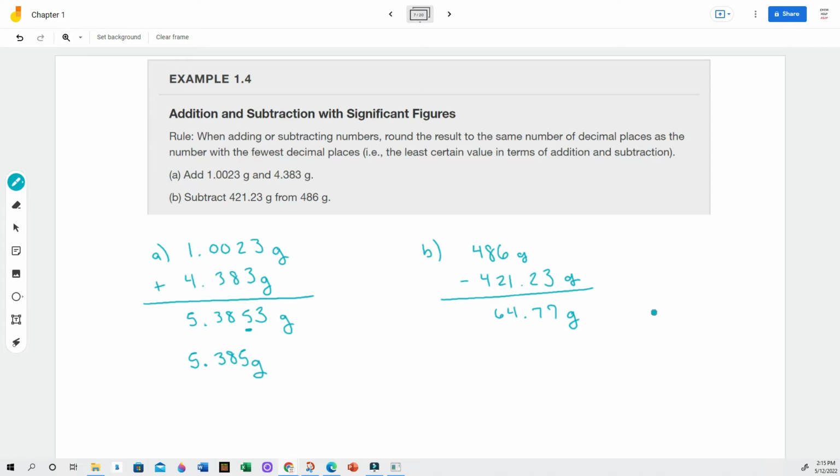Now I'm going to decide on rounding. My first number here has no decimal places, or is just rounded to the ones place. And my second number gives me 2 decimal places. So this first number, this 486, is going to limit my number of decimal places, which means I need to round my answer to the ones place, or I'm going to round my answer right here at this 4. Now there is a 7 immediately to the right of the 4, so this is going to be rounded up. So my final answer is 65 grams.